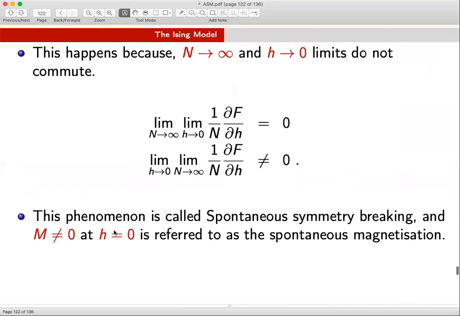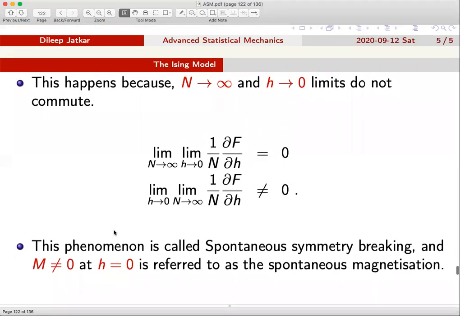First take H tends to zero and then N tends to infinity? That is right. Good question. The point is the following: you really don't take the N going to infinity limit in a realistic system, because one would easily imagine that even the entire universe wouldn't have an infinite number of particles. The number of particles is finite. But nevertheless, this is really a mathematical construct.